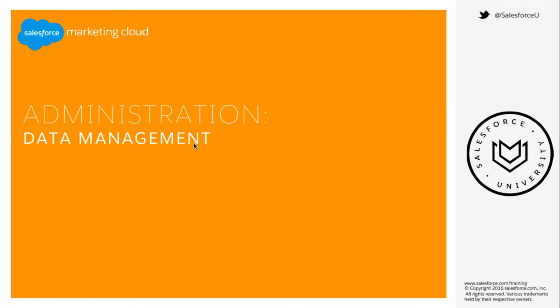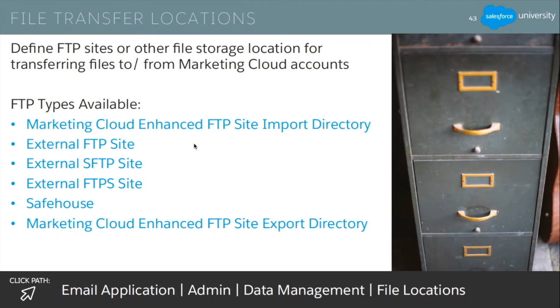Let's talk about data management then. So first we're going to talk about file locations. When we first came in, we talked about the FTP account user to be able to log into the file location. That referred to the Marketing Cloud Enhanced FTP. That is provisioned at the enterprise level along with your account, but it's not the only FTP that the Marketing Cloud can see. You can add additional file transfer locations. So if we go under here, we can create different locations based on where your company is pointing to.